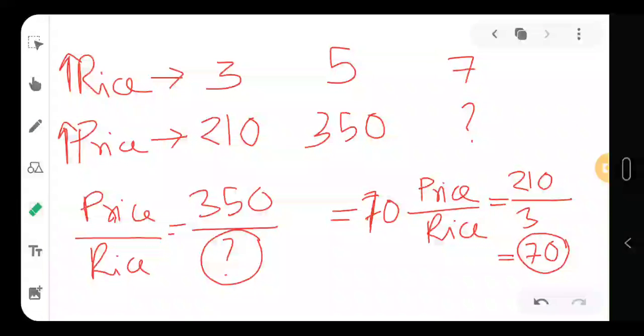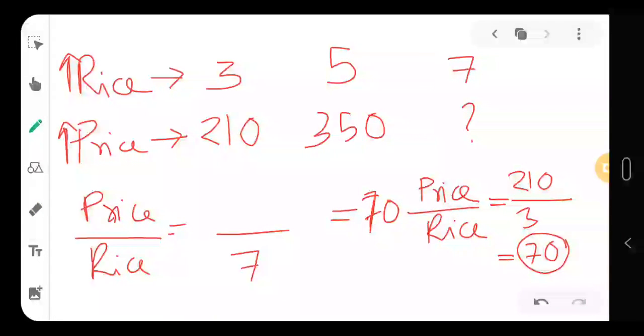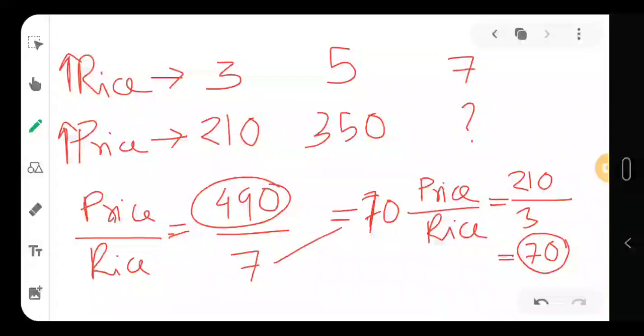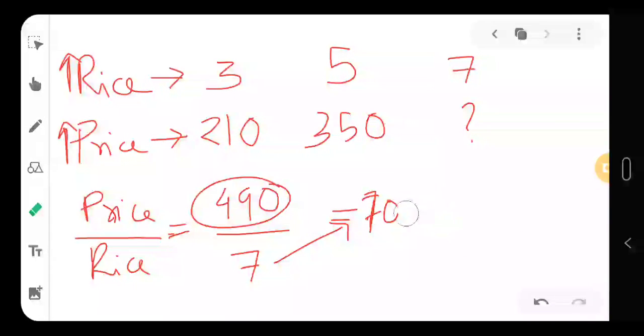Again I do it for the next one. Price by rice has to be 70. Now my downside is 7 and the price is not given. So how much does this have to be? This has to be 490. You can use your algebra to find it out. You can directly multiply this 7 to that side and it comes out very easily. Or I can do it for you once and show you.